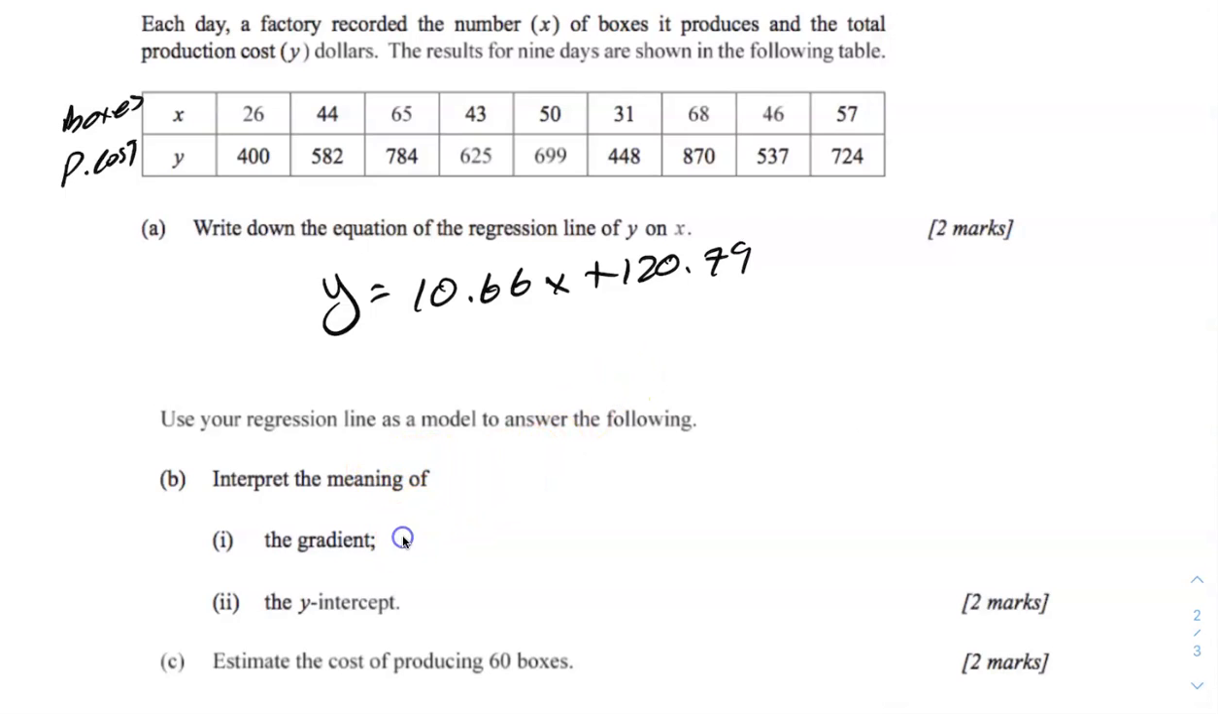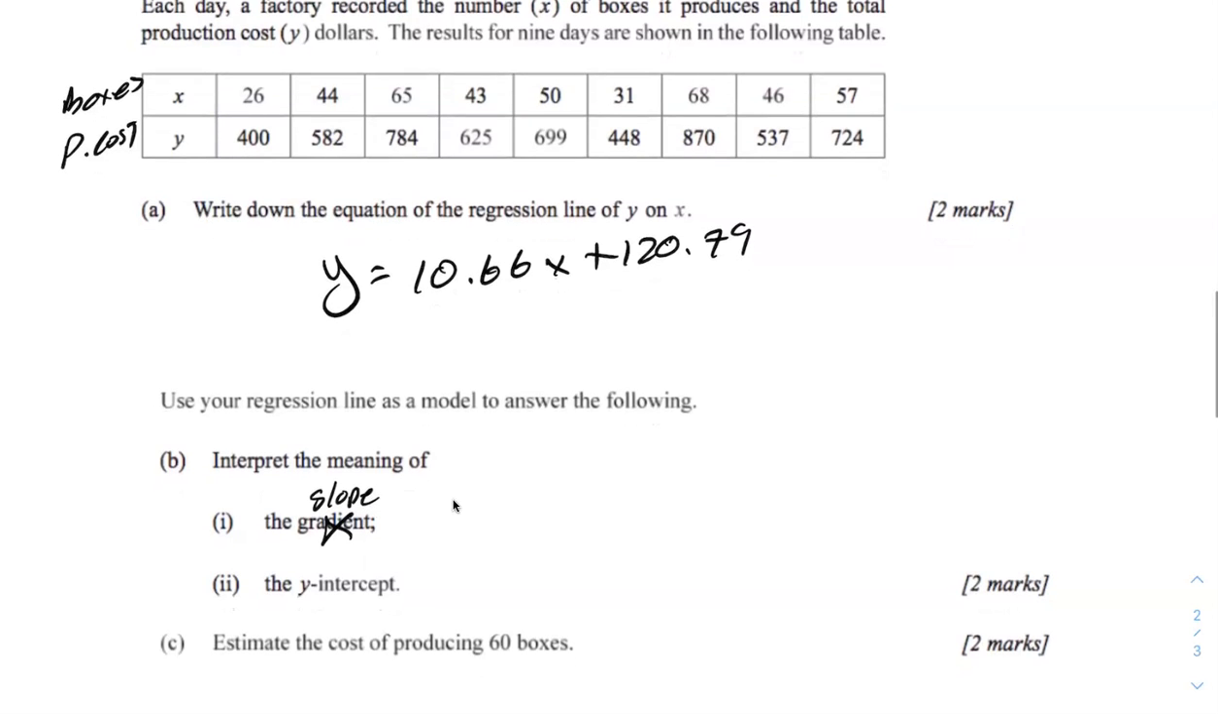Interpret the meaning of the gradient. So that's fancy. I'll just put slope if I ever ask you that. That's what gradient means, slope. So what does the slope mean here? Here's the thing about interpreting the meaning of slope. This is my slope, right? So slope is 10.6. Remember, slope is y over x, rise over run. I don't have an x on the bottom here, so my x here should be 1.